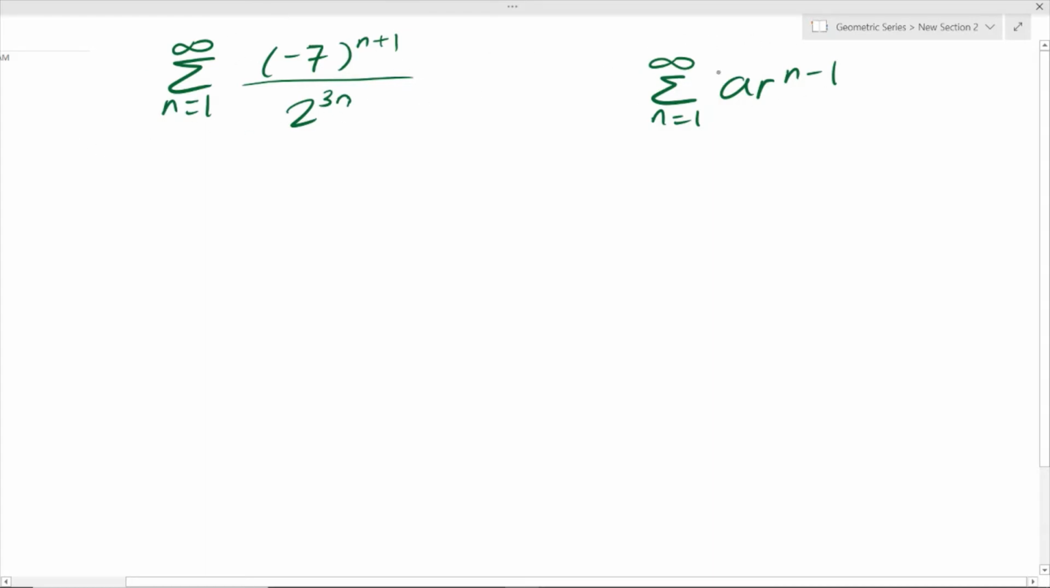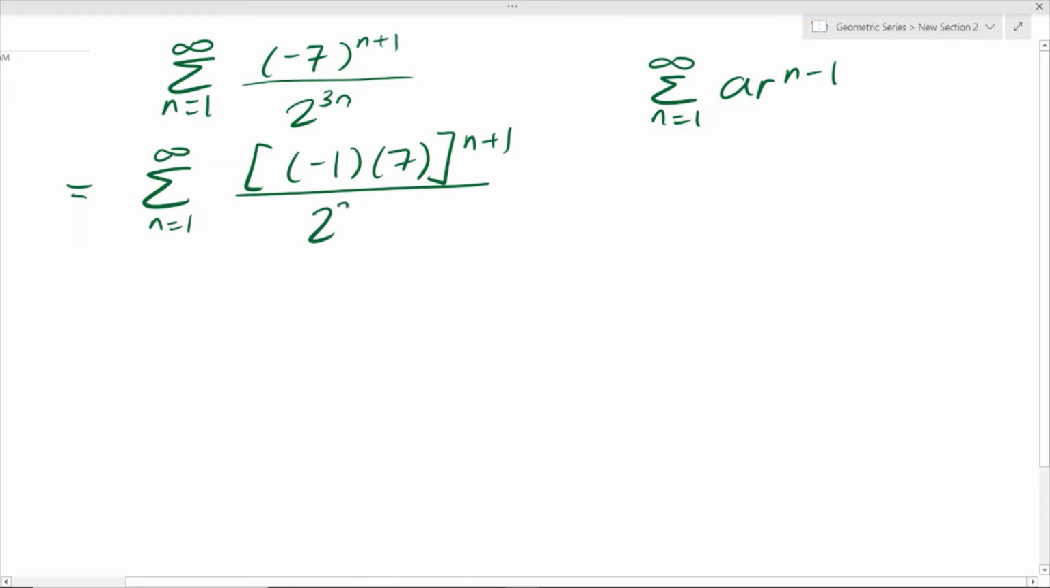So here we have n minus 1, but here we have n plus 1, and we have 3n here. So we want to try to change the exponents to n minus 1. And to do that, we can first see that n plus 1 can get distributed into this negative and the 7, right? This is actually, if we were to write this, negative 1 times 7 all to the exponent of n plus 1 over 2 to the exponent of 3n, right? But let's write the n out like this so we can manipulate with it later.